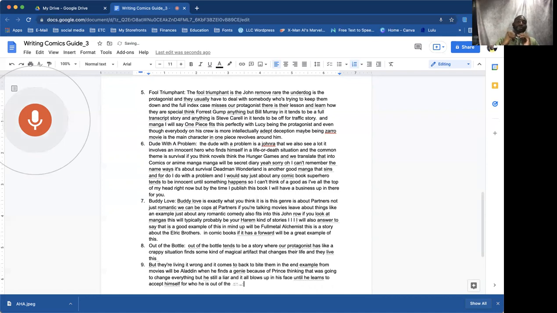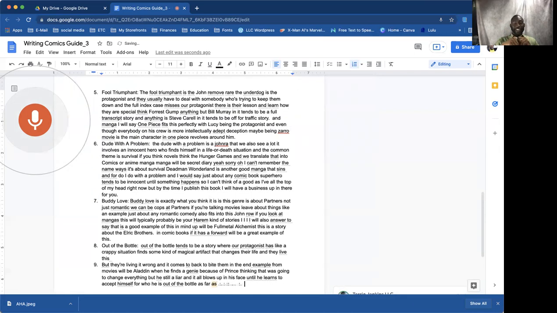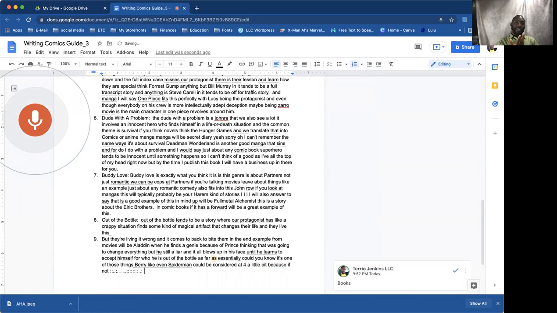Out of the bottle, as far as comic books, essentially could, it's one of those things where even Spider-Man could be considered that, a little bit, because if not for getting bit by the spider, he wouldn't have gotten his powers, he wouldn't become a superhero. It's what helped give him confidence, at least in the movies. But I wouldn't say the comic book itself is out of the bottle.